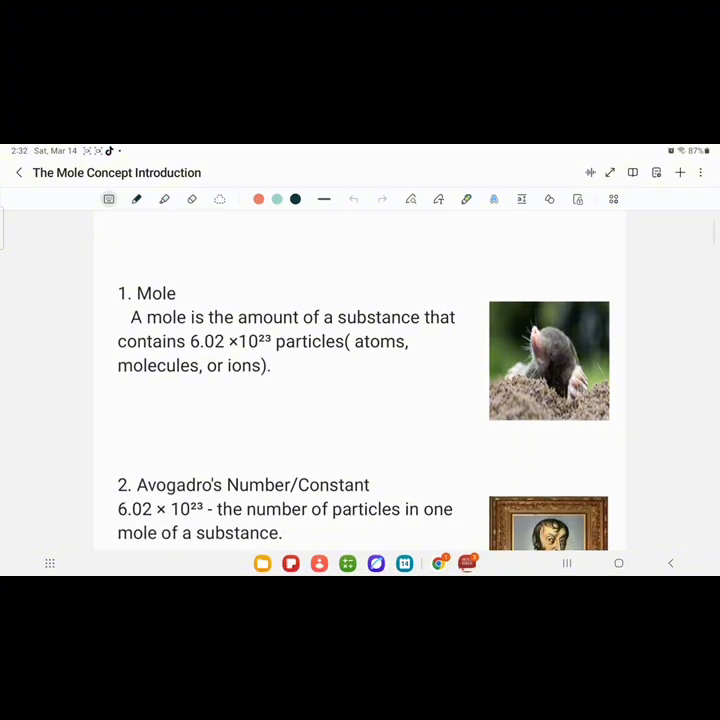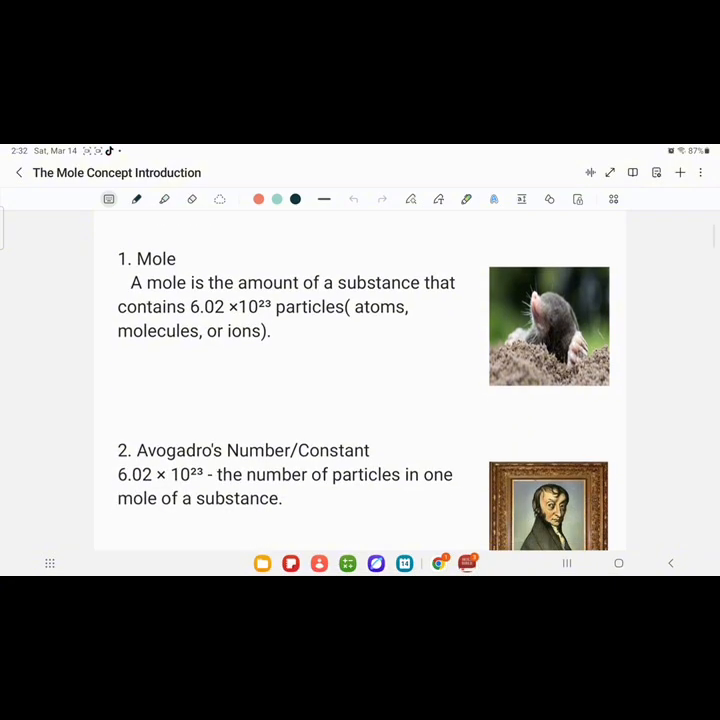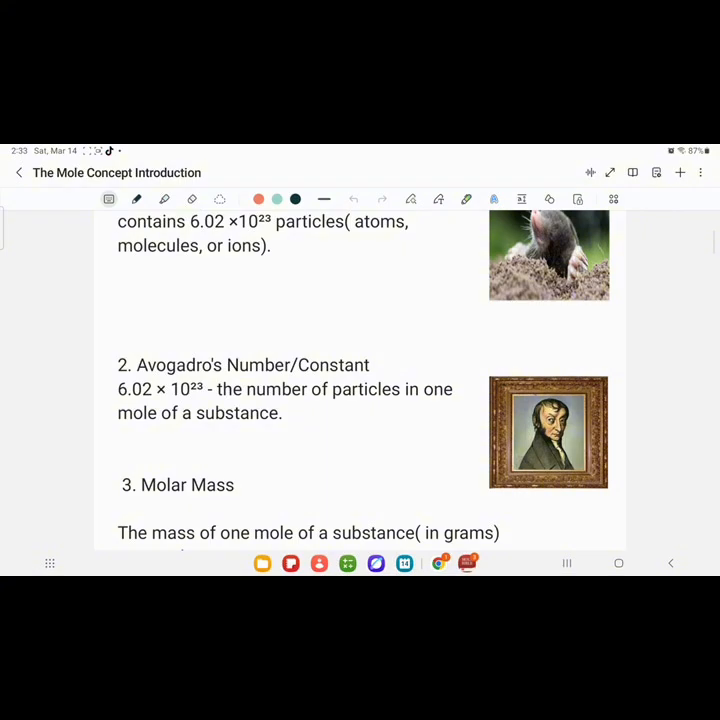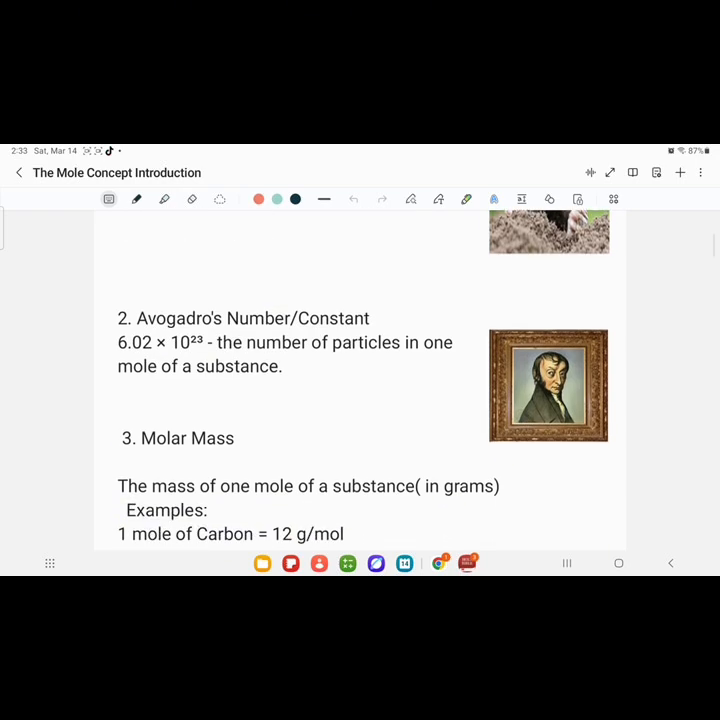One, what is a mole? A mole is the amount of substance that contains 6.02 times 10 to the 23rd particles. These particles could be atoms, molecules, or ions. The Avogadro's number or constant is the number of particles within 1 mole. So as I previously said, 1 mole is equal to 6.02 times 10 to the 23rd particles.